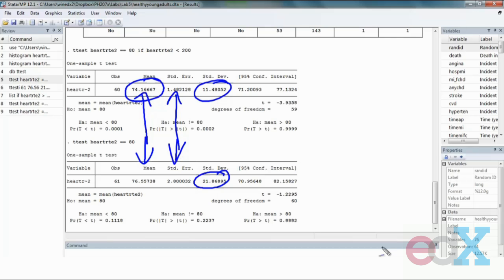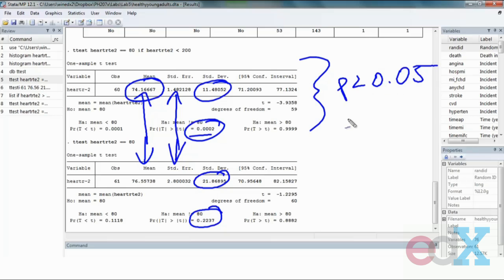And now our p-value has actually decreased from 0.2237, and now it's all the way down to 0.0002. So if I were doing my test, I would present all of this information. I would say p is less than 0.05. Therefore, I reject my null. And I would say that when I exclude my outlier, I actually see pretty strong evidence that the mean heart rate in healthy young adults is less than 80.